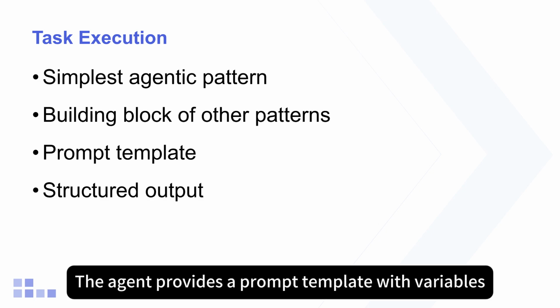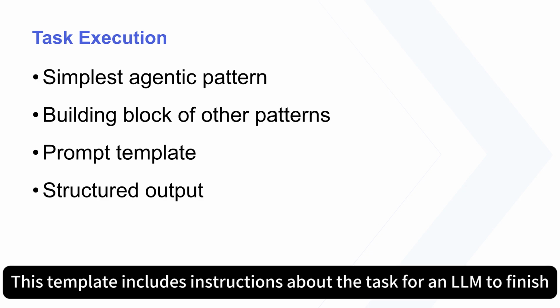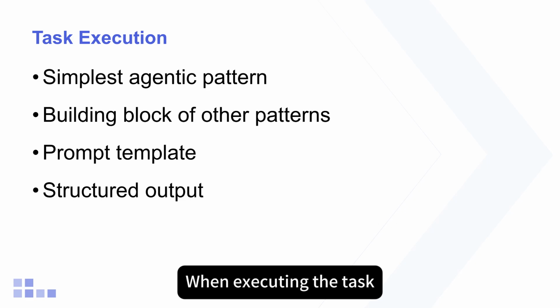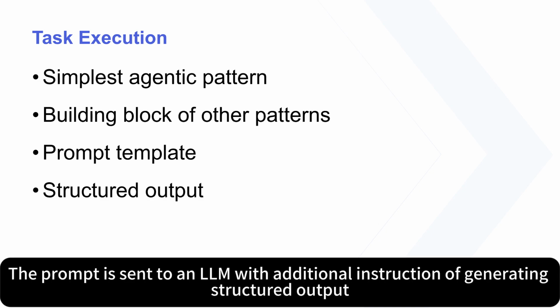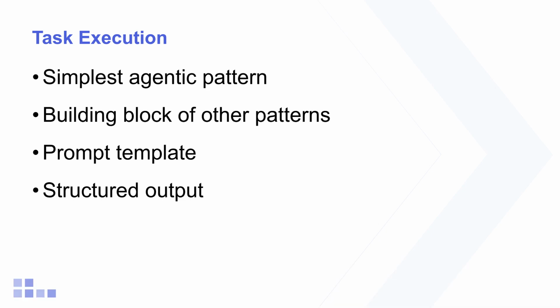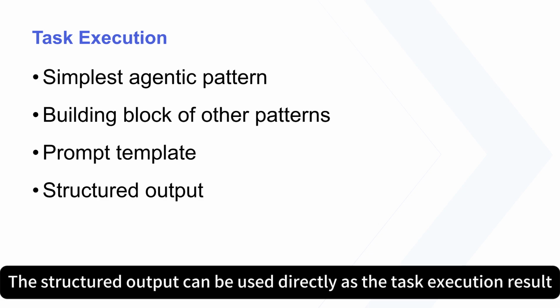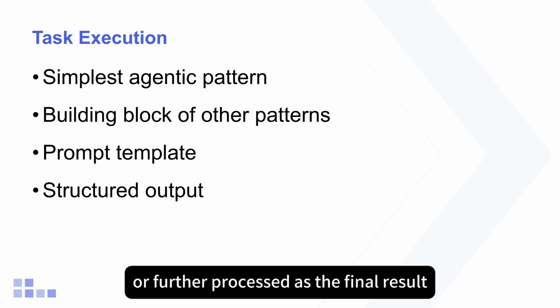The agent provides a prompt template with variables. This template includes instructions about the task for the LM to finish. When executing the task, the agent prepares a context object with values for those template variables to populate the prompt. The prompt is sent to the LM with an additional instruction of generating structured output. The structured output can be used directly as the task execution result, or further processed as the final result.